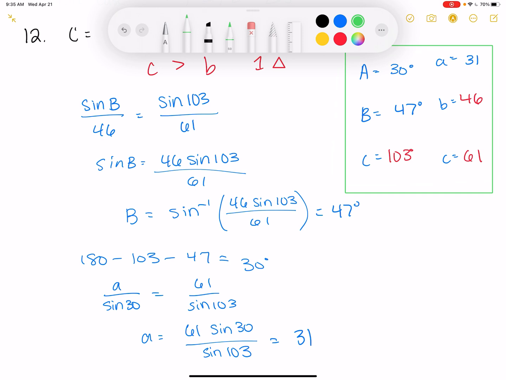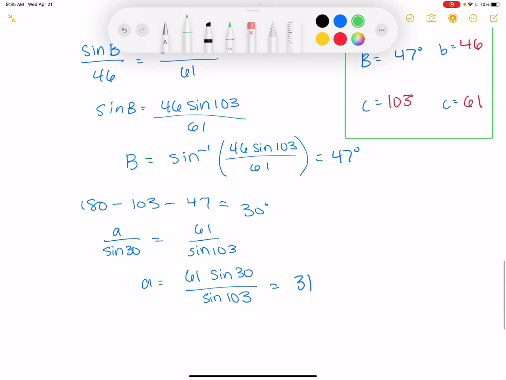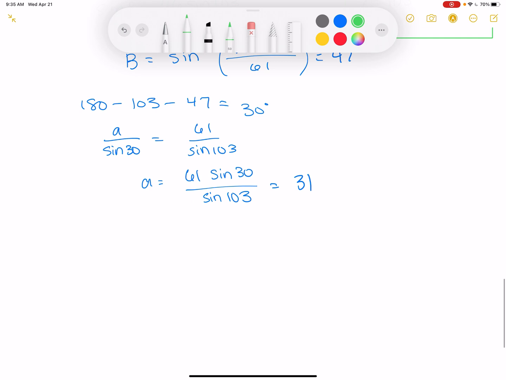All right, the next part says to state whether the given measurements determine 0, 1, or 2 triangles. So we'll do a couple of those. B is equal to 82 degrees, b is equal to 17, c is equal to 15. So I want to know how many triangles there are. What scenario am I dealing with here? Acute or obtuse? Acute.